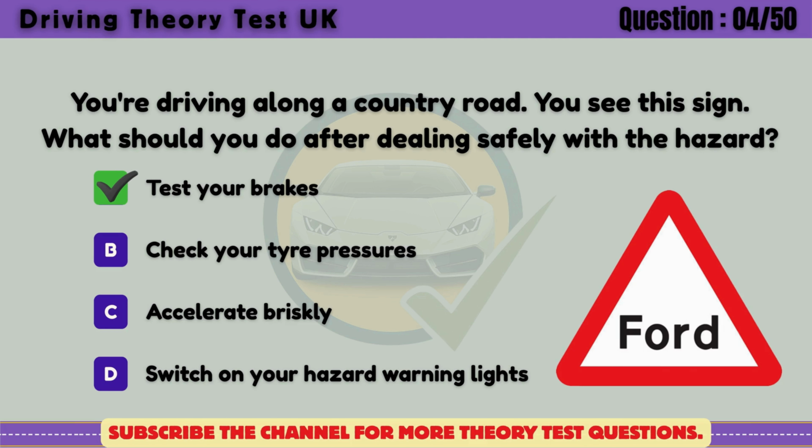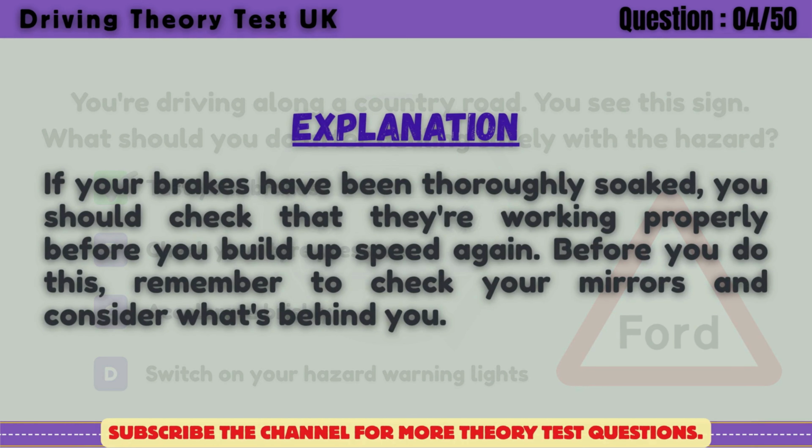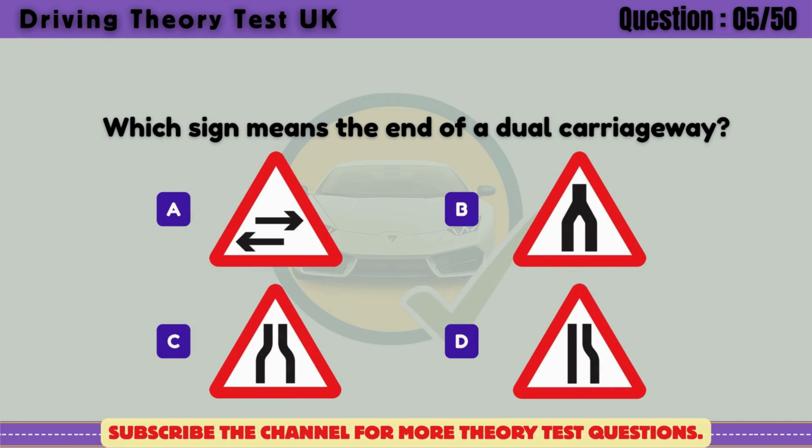Answer is A. Test your brakes. If your brakes have been thoroughly soaked, you should check that they're working properly before you build up speed again. Before you do this, remember to check your mirrors and consider what's behind you. Question 5. Which sign means the end of a dual carriageway?